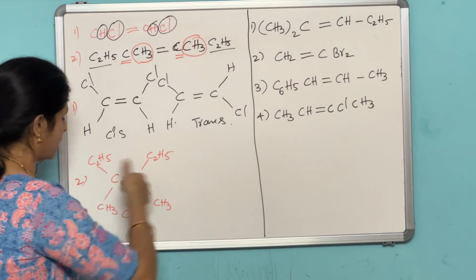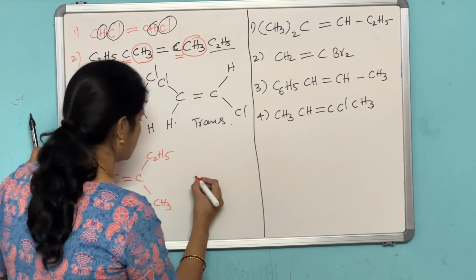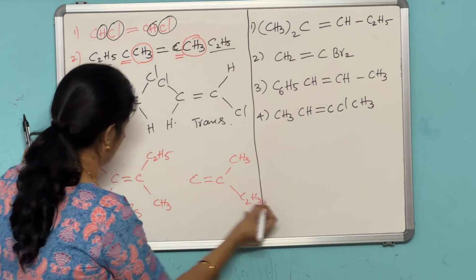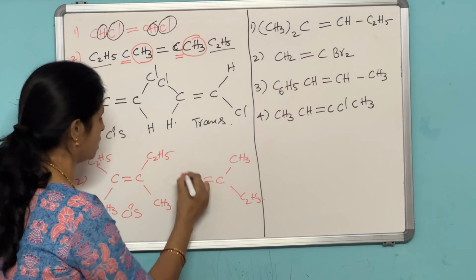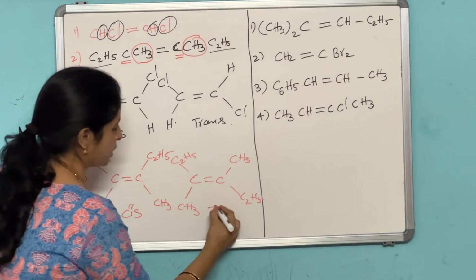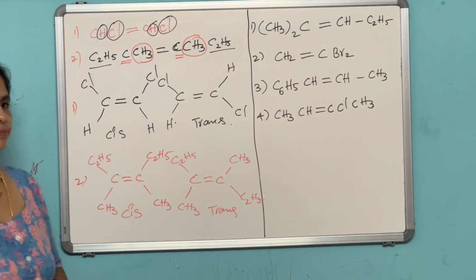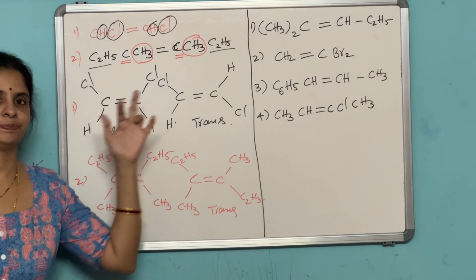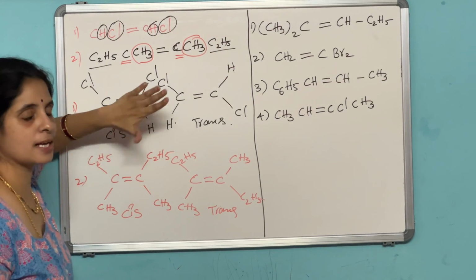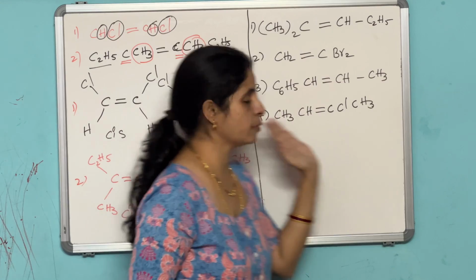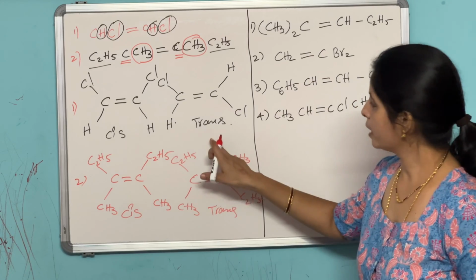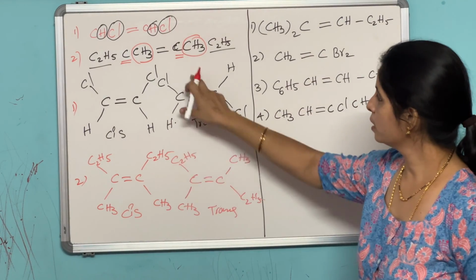You reverse this one or this one, whatever it may be. C double bond C, CH3, C2H5. Here is your CH3, C2H5. You just reverse one carbon atom's groups. Trans isomer. So the question is here: write the cis-trans isomers for the following compounds. These are your in-text questions which will be useful for your board exams, intermediate exams, and also for the CBSE boards also. Okay, these two are the questions.